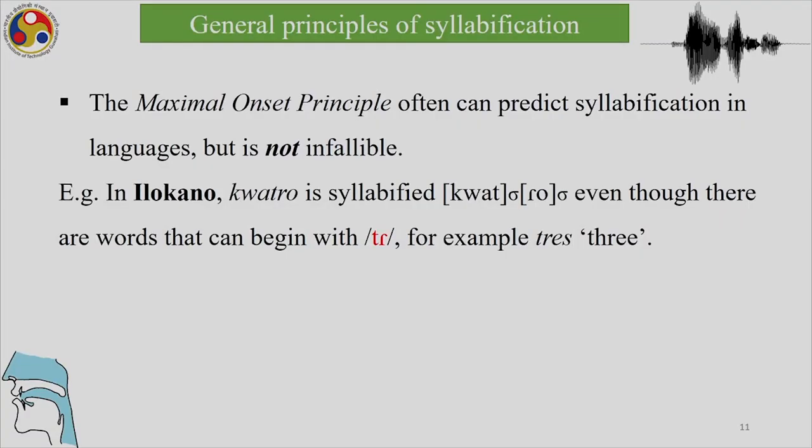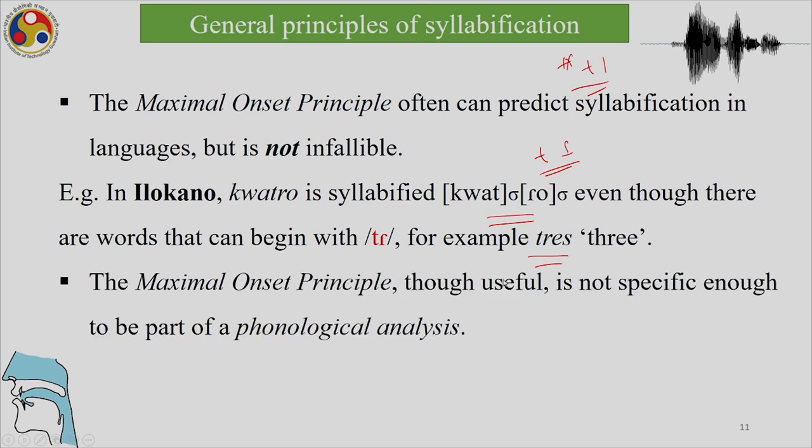In Ilocano, quattro is syllabified quat and ro, even though there are words that can begin with tr, for example, tres, as in three. So why did Ilocano choose this syllabification? It's not because tr is not possible, unlike the English example where tl was not possible, and hence the maximal onset principle was not satisfied. Here, maximizing the onset is not satisfied, even though tr is a proper consonant sequence in the language.